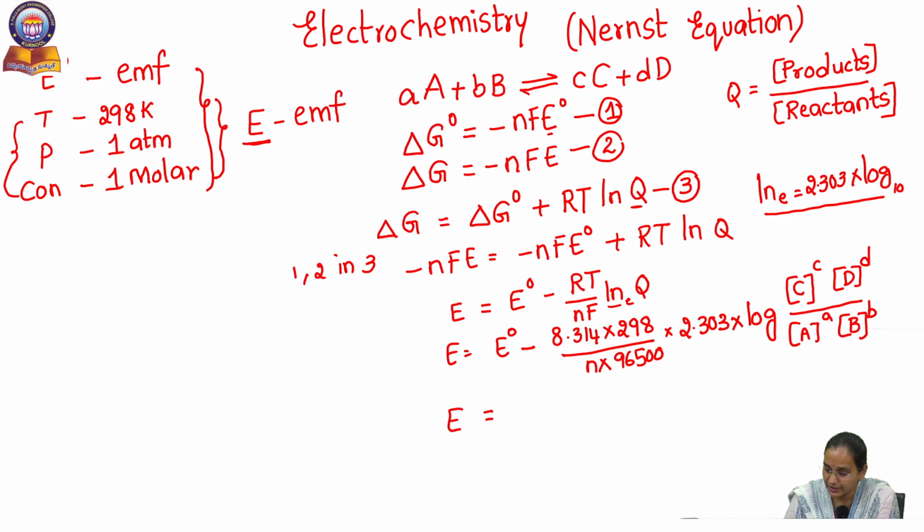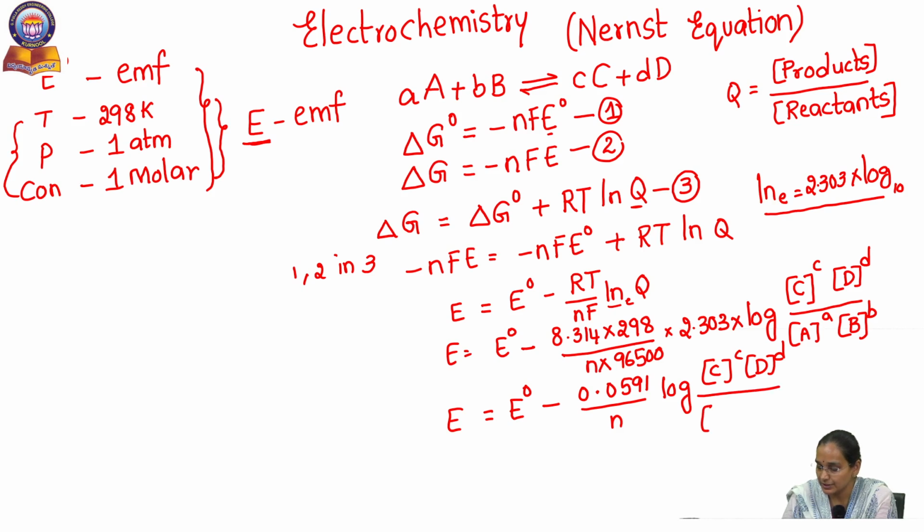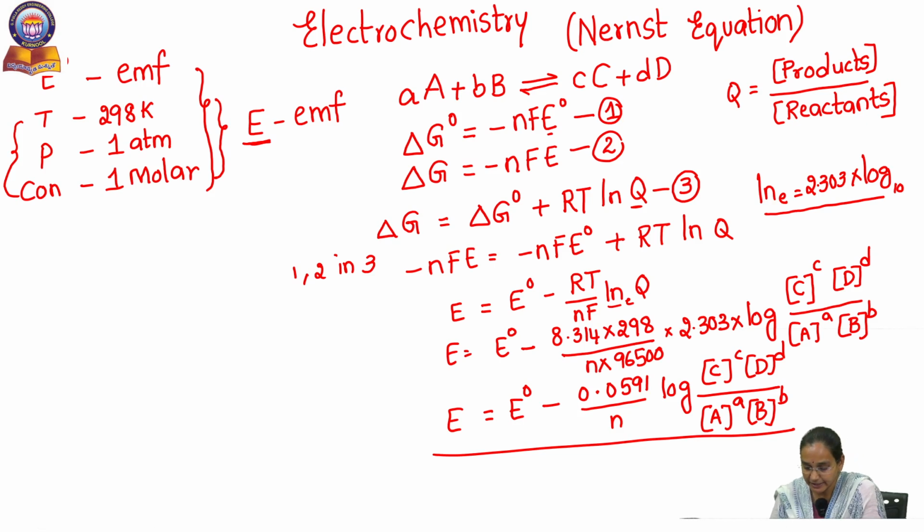If we simplify this, it will give E equals E naught minus 0.0591 by n into log of the concentration of products divided by the concentration of reactants. So by using this formula, we can calculate the EMF of the cell at different conditions.